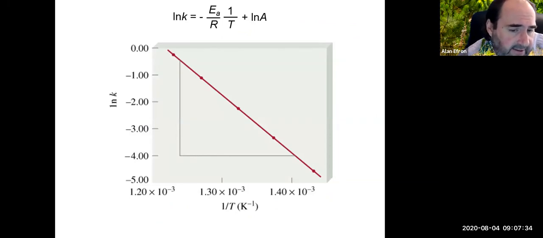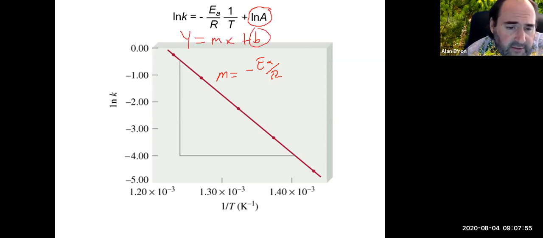And again, you can see you get a very nice straight line where, if we took the slope of that line, it would be minus E_a over R. Again, multiplying by R and the negative gives you your activation energy. The other important thing that we could get from this sort of graph is the y-intercept. So that is y equals mx plus b. Wherever the y-intercept would be, if we follow that line back this way, that y-intercept would equal the natural log of A.